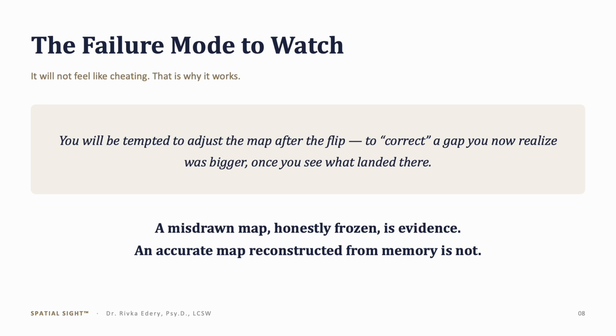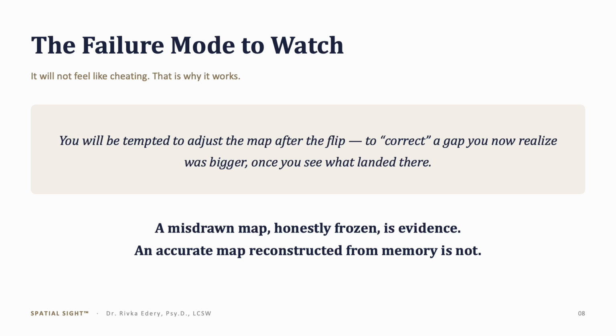And you reach over and you adjust the map just slightly to make it more accurate. And here's the thing you must understand about that moment. It will not feel like cheating. It will feel like correcting an error. It will feel like intellectual honesty. That is exactly why it is dangerous. The self-serving move always arrives wearing the clothes of rigor.